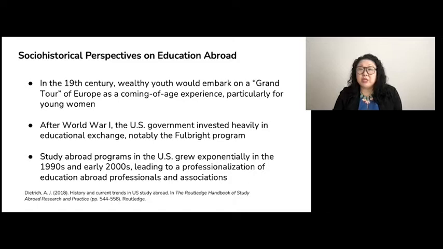After World War I, the US government invested heavily in educational exchange, most notably the Fulbright program and the passage of the Higher Education Act of 1965, which permitted higher education institutions to use federal financial aid to support study abroad. Study abroad programs in the U.S. grew exponentially in the 1990s and the early 2000s, leading to a professionalization of education abroad professionals and associations.